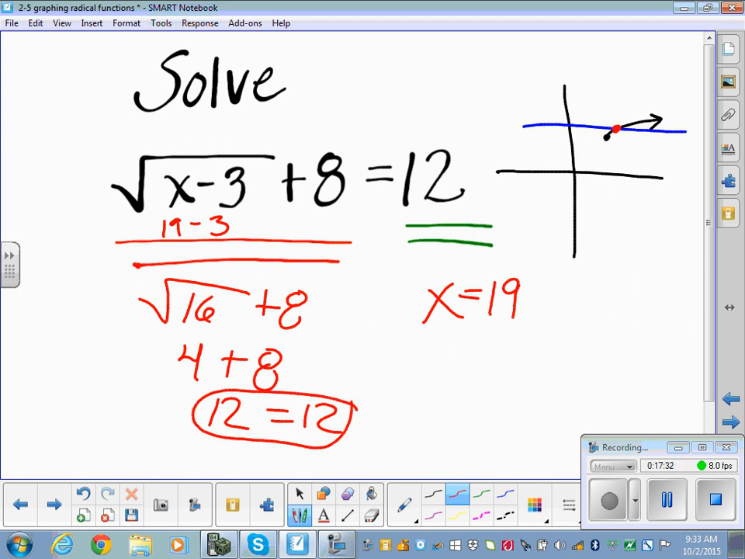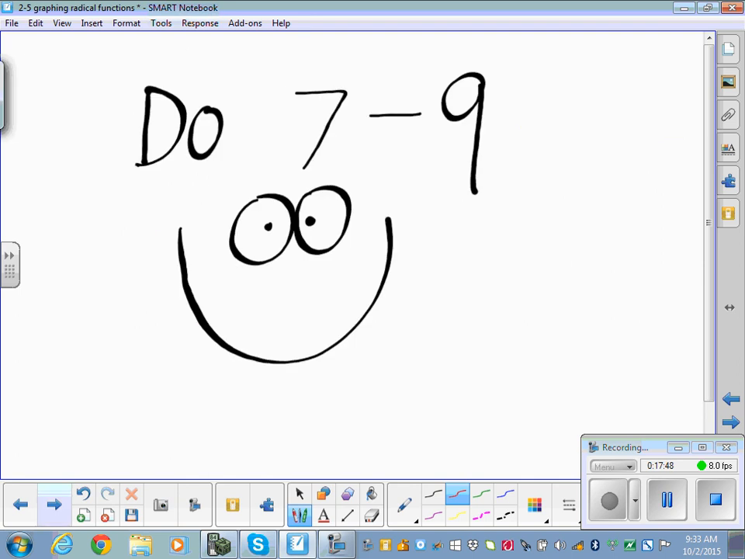Does that make sense how you could check your answer? I plugged it back in. We got x equal to 19. 19 minus 3 is 16, so we have the square root of 16, which is 4. 4 plus 8 is 12. Does that make sense on how I checked it? Yeah? Are we all okay? Okay, that's how you solve by graphing. So do problems 7 through 9.